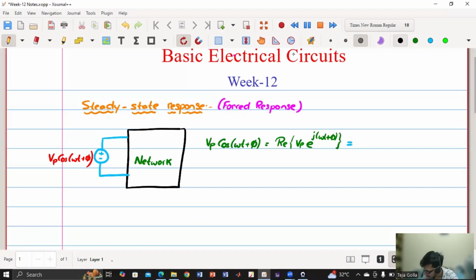So now I can segregate it into two terms. I'll write it as the real part of Vp into e to the power j phi, into e to the power j omega t. Or maybe I can keep one real term. So let us just write it something like this: real part of Vp e to the power j phi into e to the power j omega t. Is this fine?